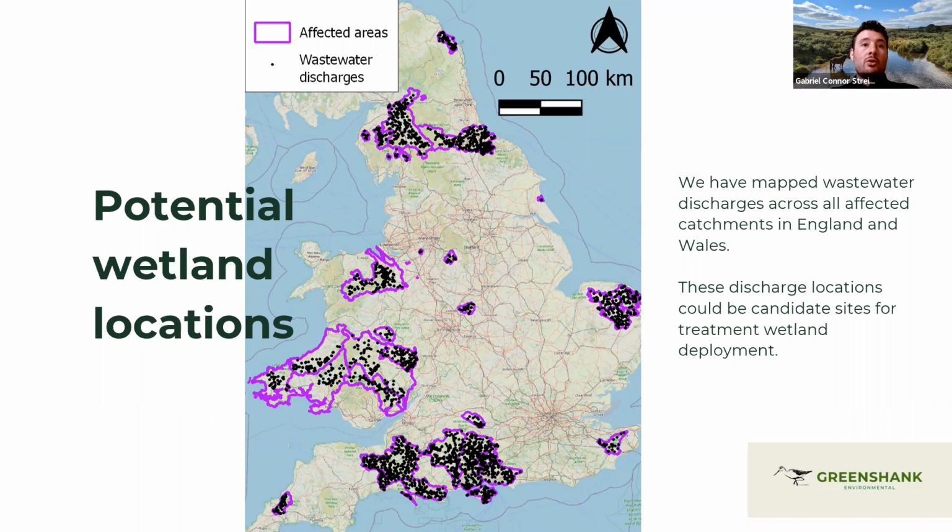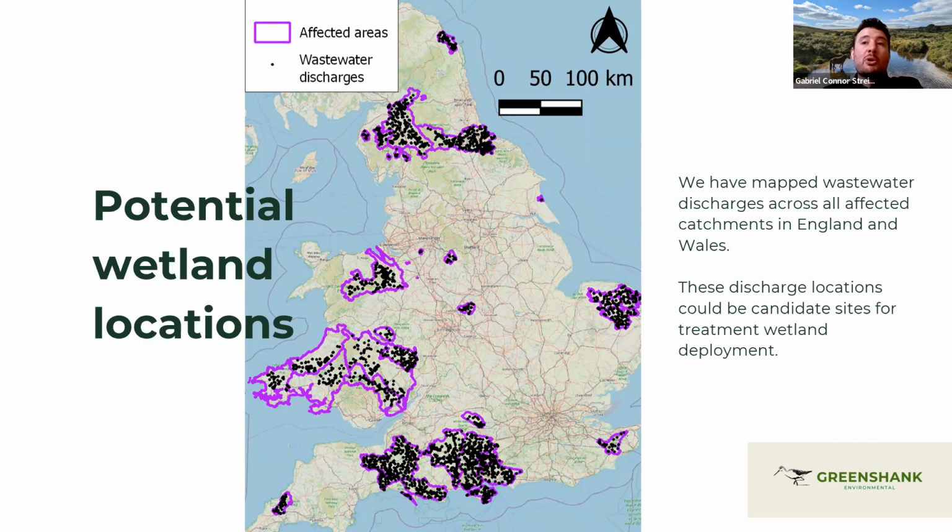So, using available data sources, we have mapped all of the wastewater discharges within all of the affected areas in England and Wales. That is a really good starting point, because we know there are all these points where there is probably a treated wastewater discharge that's going to be an elevated source of nutrients. Seems like a good starting point.